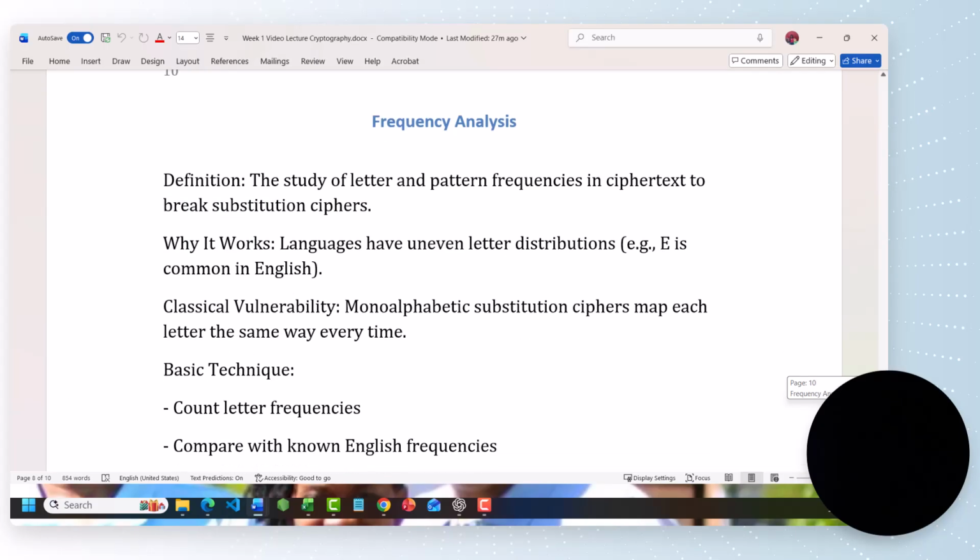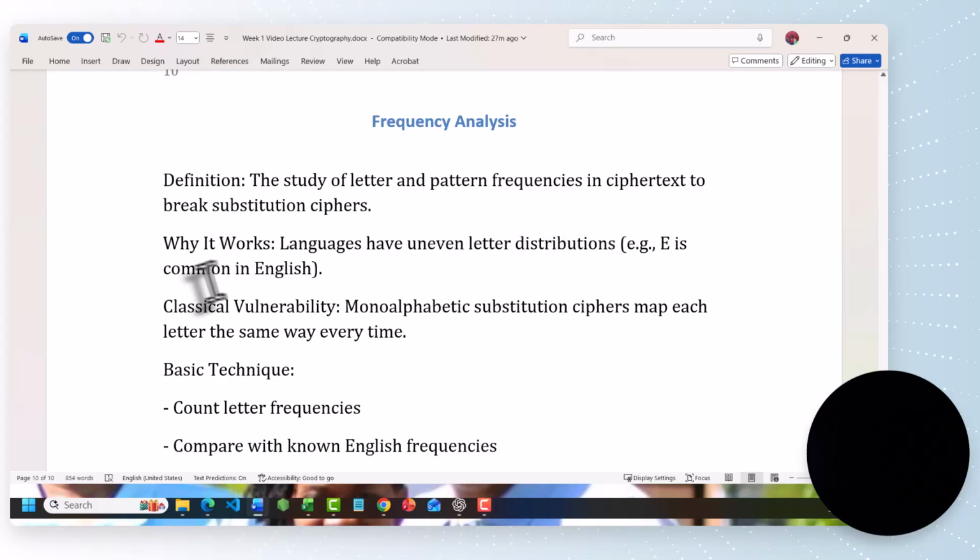One thing I did want to introduce you to first, before we jump into next week, is frequency analysis. You'll see this term several times, and I wanted to make sure that right from the start we have an understanding of it. The definition: the study of letter patterns and frequencies in ciphertext to break substitution ciphers. Why does it work?